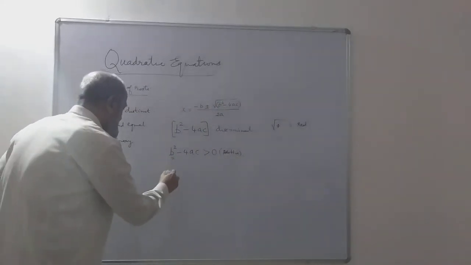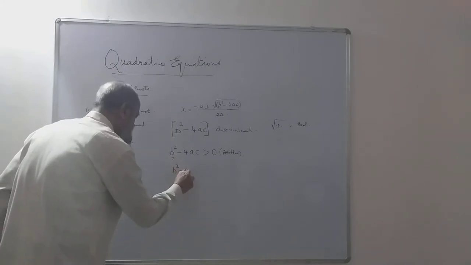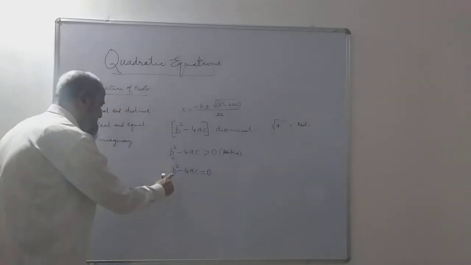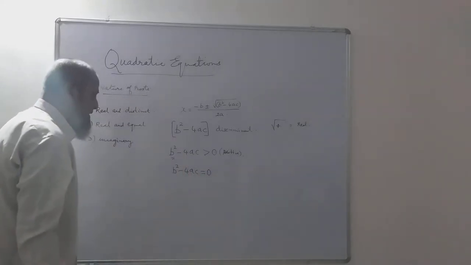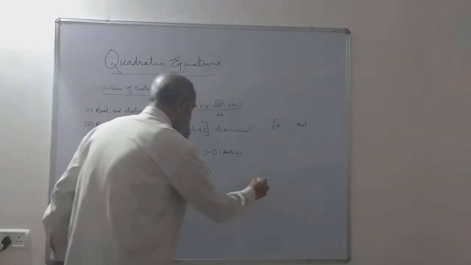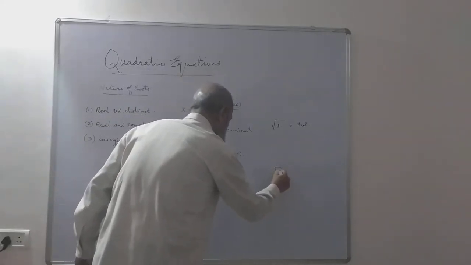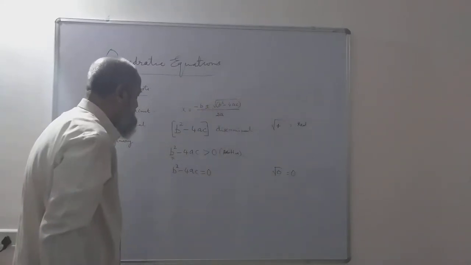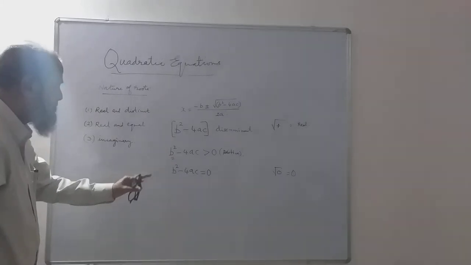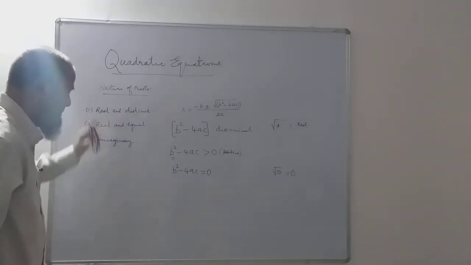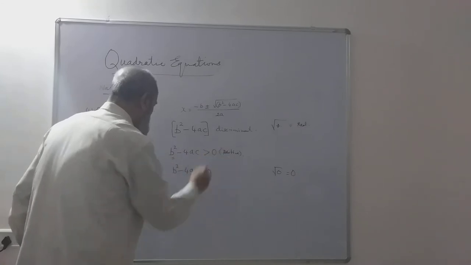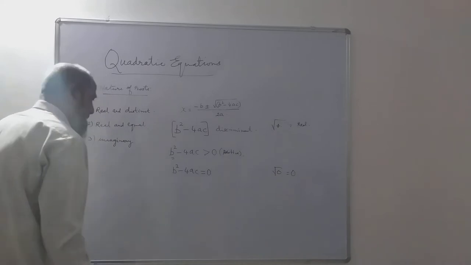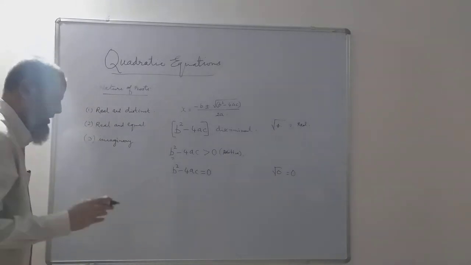If b square minus 4ac is exactly equal to 0, that is b square will be equal to 4ac, then this will be 0, that is root of 0 will be 0, so this will vanish, so it will be just minus b by 2a, then the roots will be real and equal. In the earlier case the roots will be real and distinct. Here the roots will be real and equal, both the roots will be the same, there will be only one root.